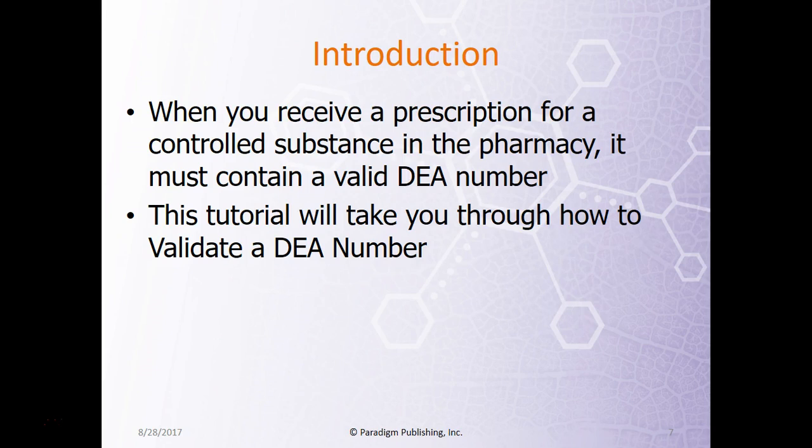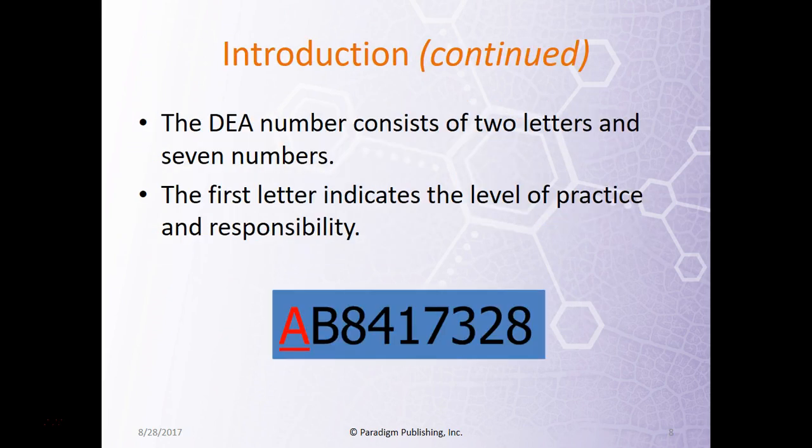When you receive a prescription for a controlled substance in the pharmacy, it must contain a valid DEA number. Please note that if it is not a controlled substance, it does not have to have a DEA number on it. This tutorial will take you through how to validate a DEA number. So the DEA number consists of 2 letters and 7 numbers.